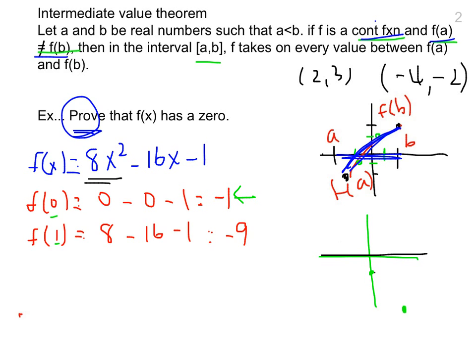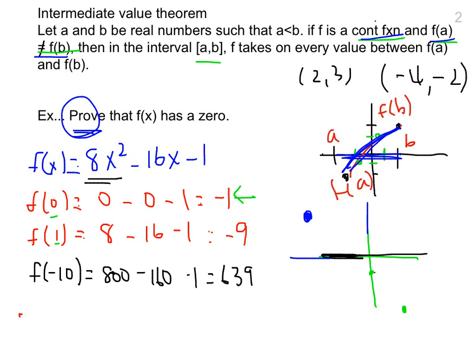So let's take a look at, it looks like it's going to cross over here somewhere. So let's pick a point further out in the negative direction. So let's pick like negative 10. Okay, so f at negative 10 will give us 800 minus 160 minus 1. That's something really big. What, 639? Okay, something like that. So that gives me, my graph is that point at negative 10, comma 639. It's going to be really high. I'm not going to actually sketch that, so it's going to look something like this.